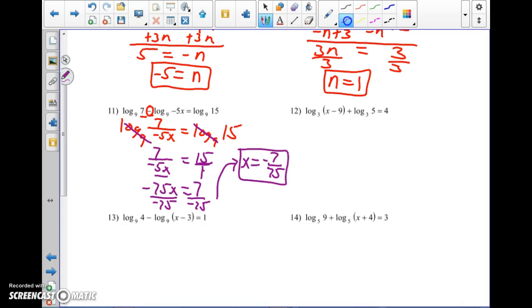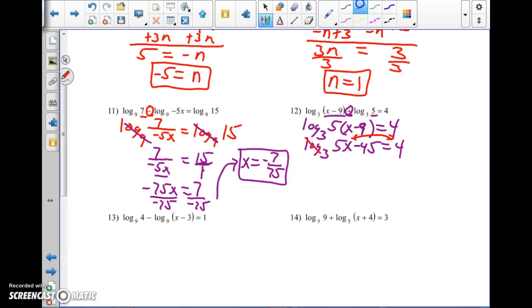On problem 12, once again, we have a plus symbol. Plus means multiply. Log 3 of 5 times x minus 9, which equals 4. Distribute your 5. All right, now solve the logarithm. Drop the log, make the switch. 3 to the 4th power equals 5x minus 45.